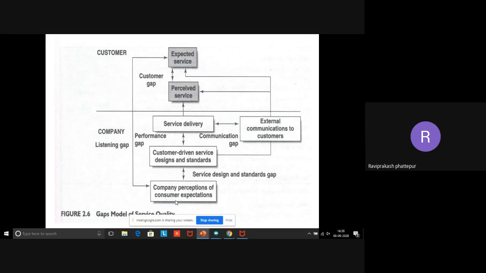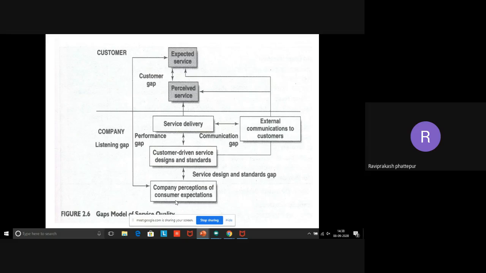Gap 1 is between the expected service and the company's perceptions of consumer expectations. In terms of the company, the first gap is the listening gap. We'll discuss this in detail later. First, we'll just see what the different gaps are.